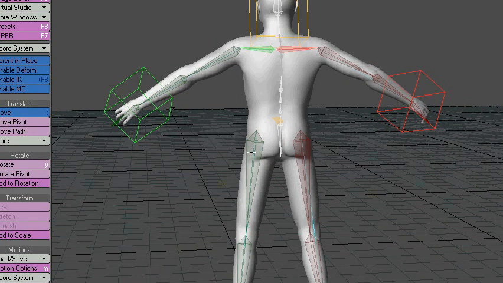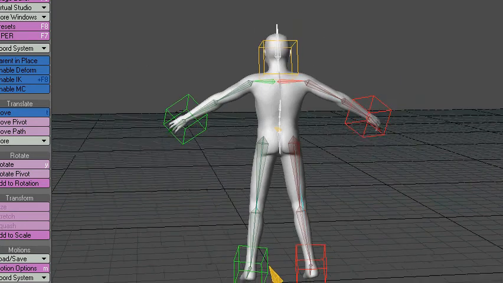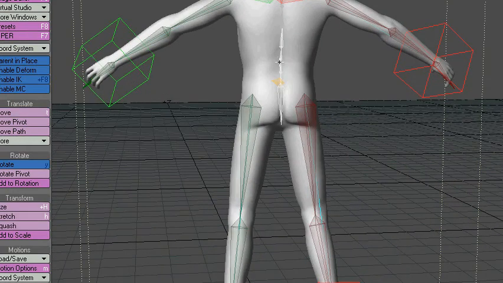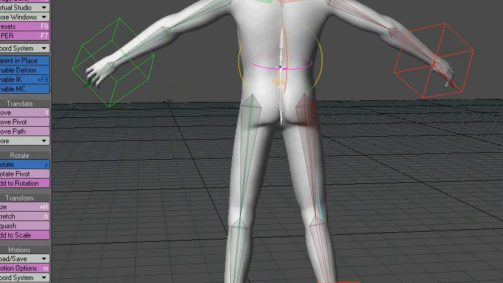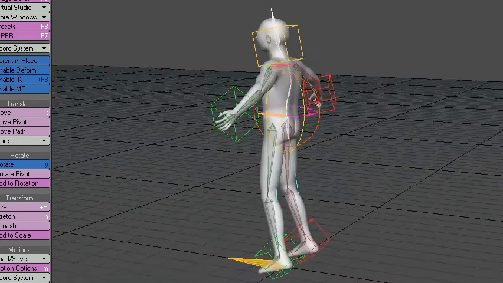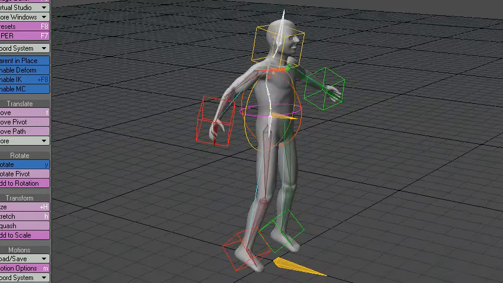I'm making this again for my students. This is a very simple rig. I tried to use as few bones as possible. I probably could have used fewer bones in the spine here. That's okay. So basically my intention of this video is just to show you the basics of the order of parental relationships with rigs.